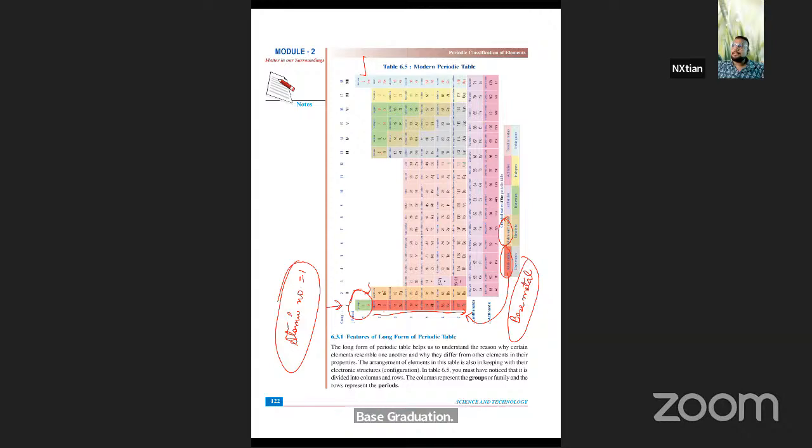Now what is acid base? A base is basically soapy to touch, like the soap we use for bathing, so it's a base. We'll learn all this in the coming chapter.